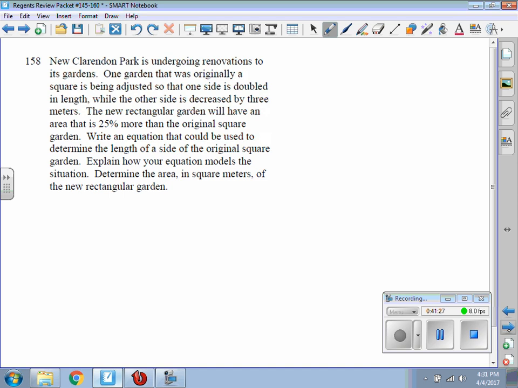This is a 6-point question. You will see it broken down into your tasks. Again, for space in this booklet, they have smushed it all together. So I'm going to break it down, and we're going to answer each question as it's asked in the problem. So it says, the new Clarendon Park is undergoing renovations. One garden was originally a square. All right, I've got a square.